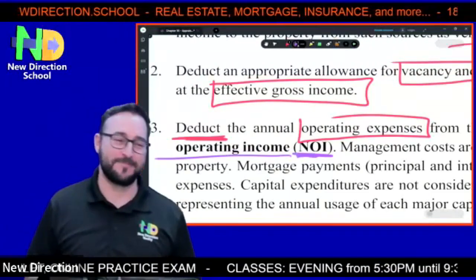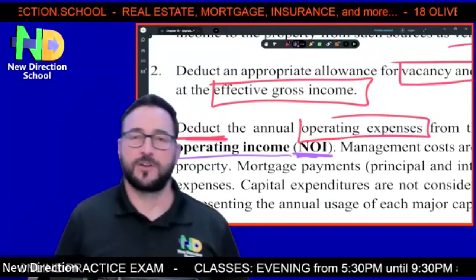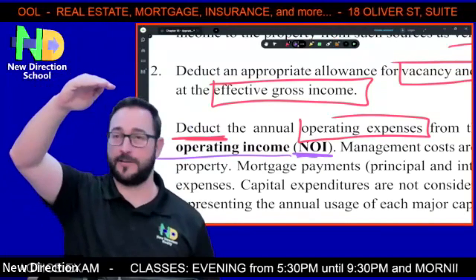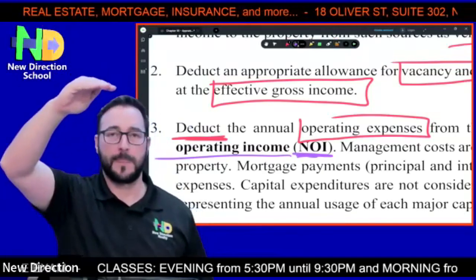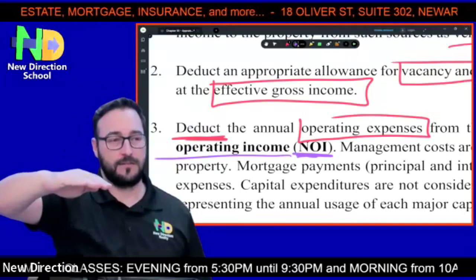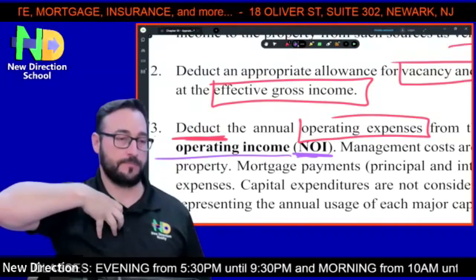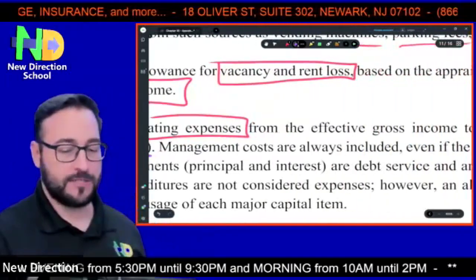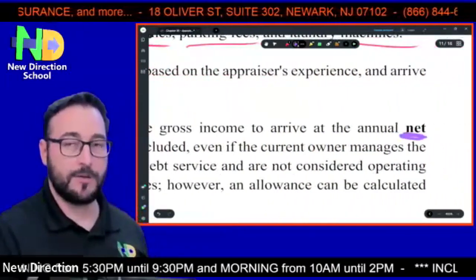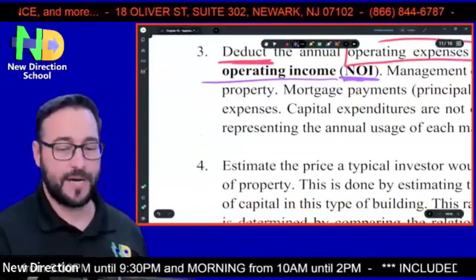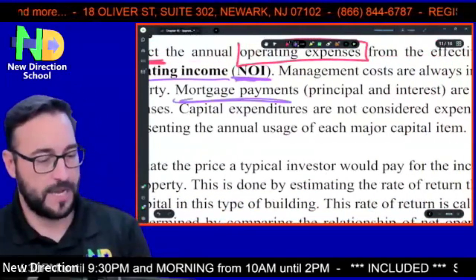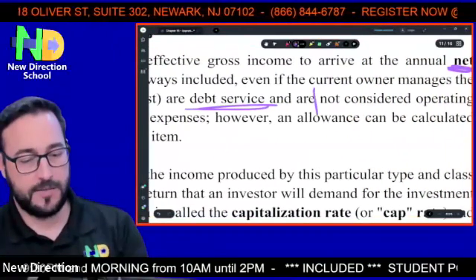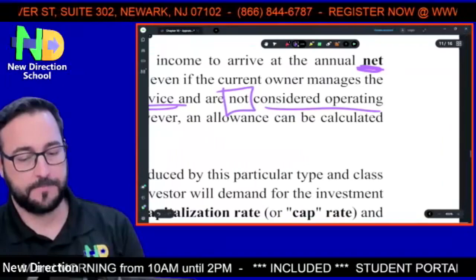Did you follow me? Net operating income. So I wish it was 100% occupied, but I got to account for not showing up to work, right? So the vacancies, right? Then I got the expenses, and this is the number I take home. This number, very important. Management costs are always included, even if the current owner manages the property. But mortgage payments are debt service and are not considered operating costs.